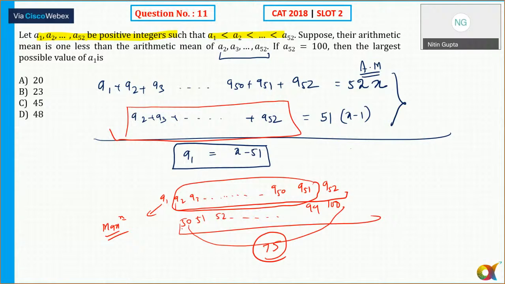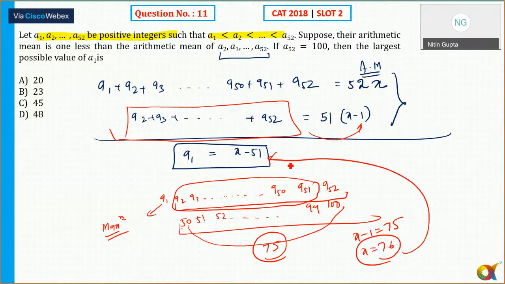All right. And the arithmetic mean of A2 to A52 is equal to x minus 1. So x minus 1 is equal to 75, so x is equal to 76, I can say. So A1 is 76 minus 51, and 76 minus 51 comes out to be how much? 6 minus 1 is 5 and 7 minus 5 is 2. Okay, just a minute. We think we have made some mistake. A1 is equal to x minus 51.